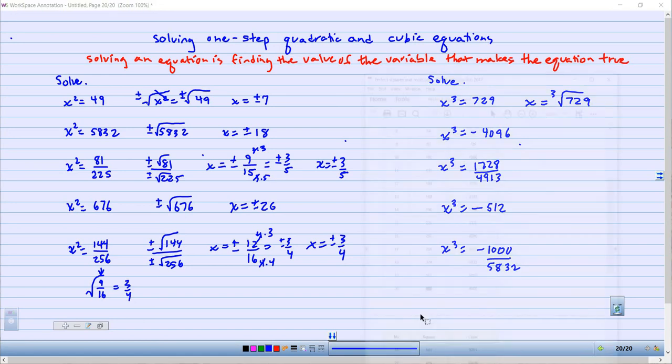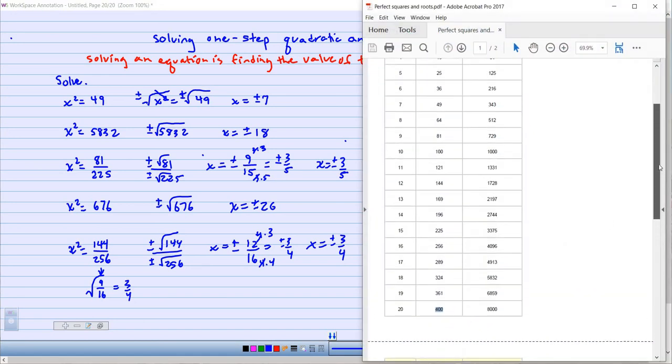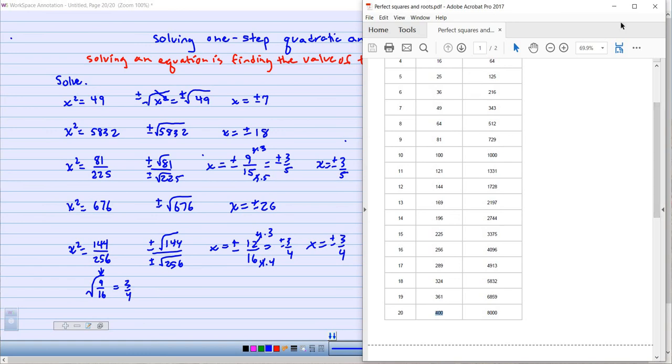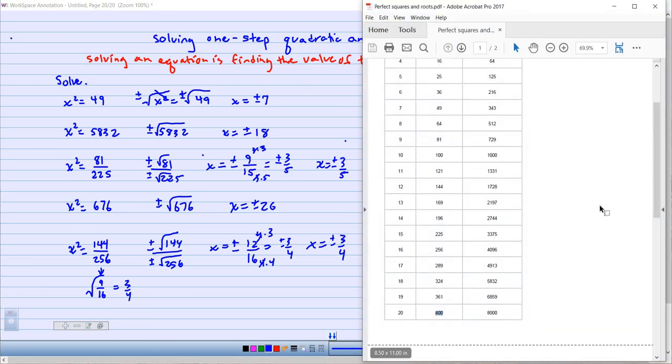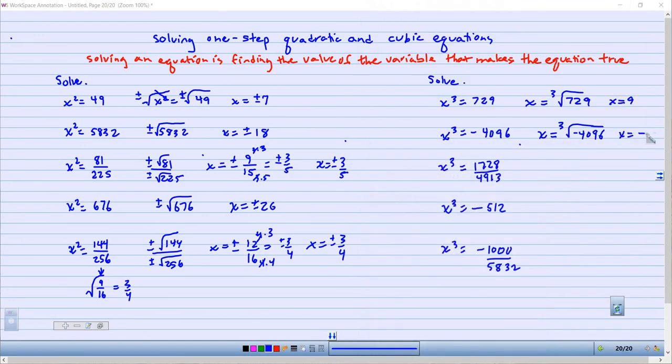So again, if I go to my list and now I look for 729, remember now I'm in that third column for cube roots. It's 9. So x is simply 9, just positive 9, because if I put negative 9 there, I'd get a negative answer, and I don't have a negative answer. On this one, I do have a negative answer. So for this one, x is going to be the cube root of negative 4,096. So I know I'm going to get a negative answer. I head back to my table. I'm looking for 4,096. There it is. 16 is the cube root, but since it was negative, it's negative 16.